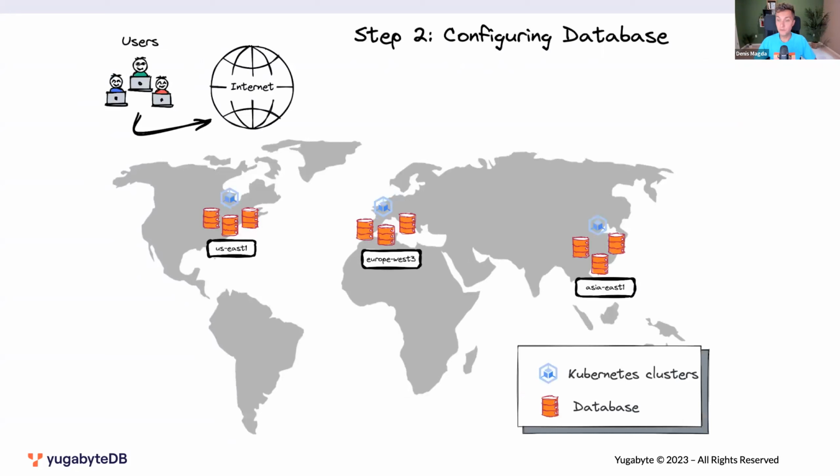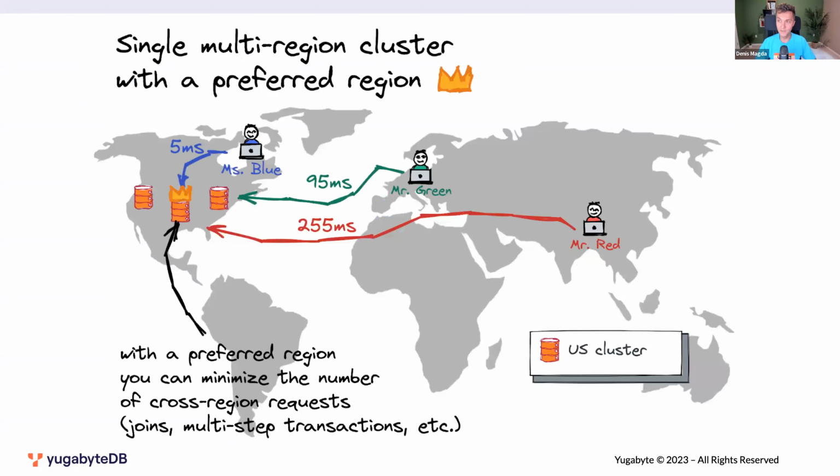After that, step number 2, you need to decide about your database deployment. And there is no silver bullet solution. It's up to you to decide which deployment option to use. When we are talking about YugabyteDB, for multi-region deployments, you can select various options.